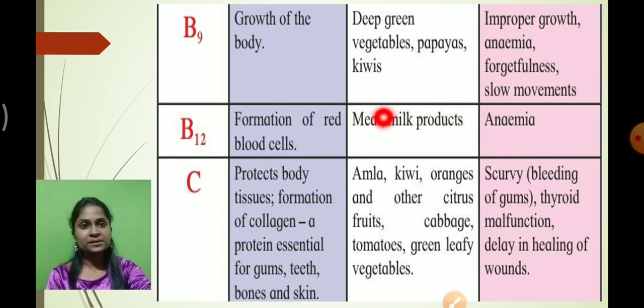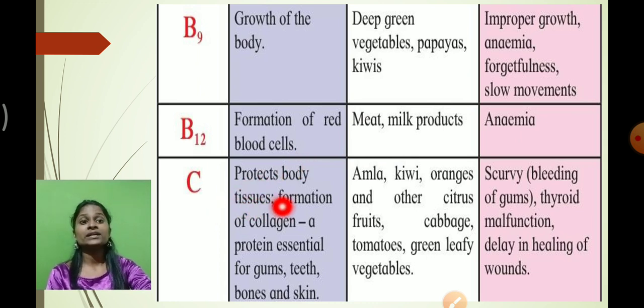If any person is lacking vitamin B12, then what can happen? Anemia can happen. B12 we will get from meat, milk products, etc. What is the function of vitamin B12? It helps in the formation of red blood cells. Next, vitamin C.